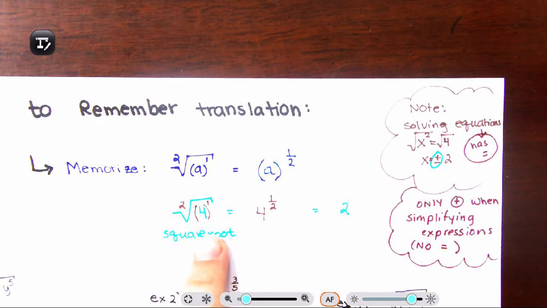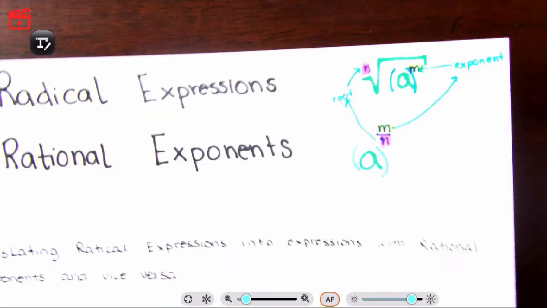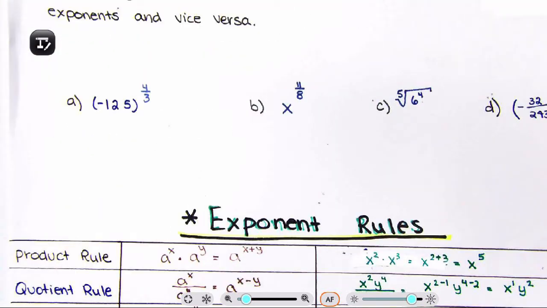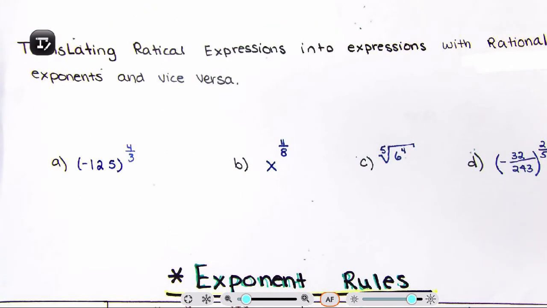All right, so make sure you remember square root is 1/2 for your exponent. Anytime you do that, square root is 1/2, it will make sense and you can use that as a reference. All right, let's go ahead and jump in here. So this is asking us to translate radical expressions into expressions with rational exponents and vice versa.